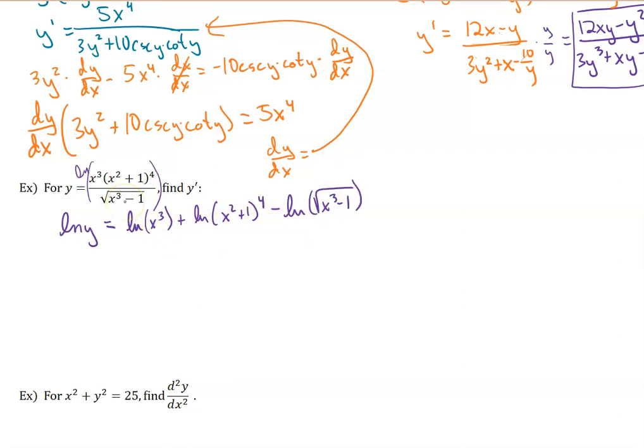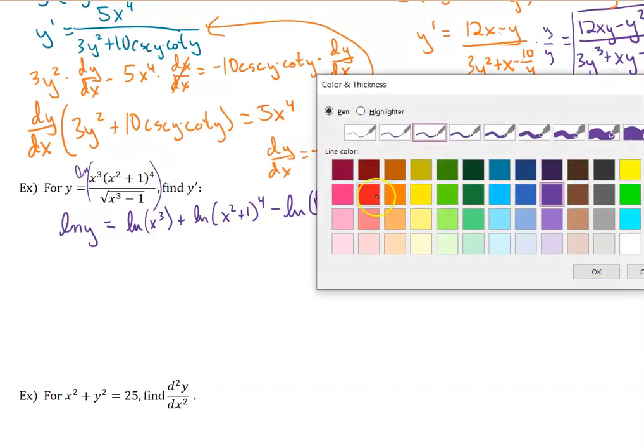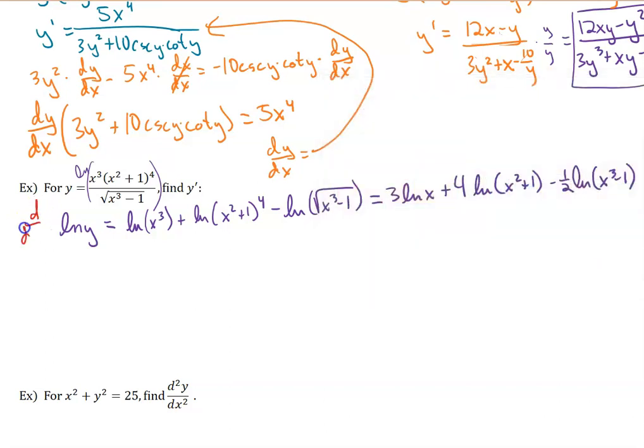Okay, now there's one more thing that log properties can help us do, and it's totally fine to do this in one step instead of two. I just wanted to do a little bit at a time here. Okay, we can use the power property for logs and take these exponents and move them down to the front. So we can actually write it as 3 times the natural log of x plus 4 times the natural log of x squared plus 1 minus 1/2, because that's a square root, times the natural log of x cubed minus 1. Okay, now we can take the derivative with respect to x of this whole equation, and the derivative on the right side is going to be a lot easier to do.